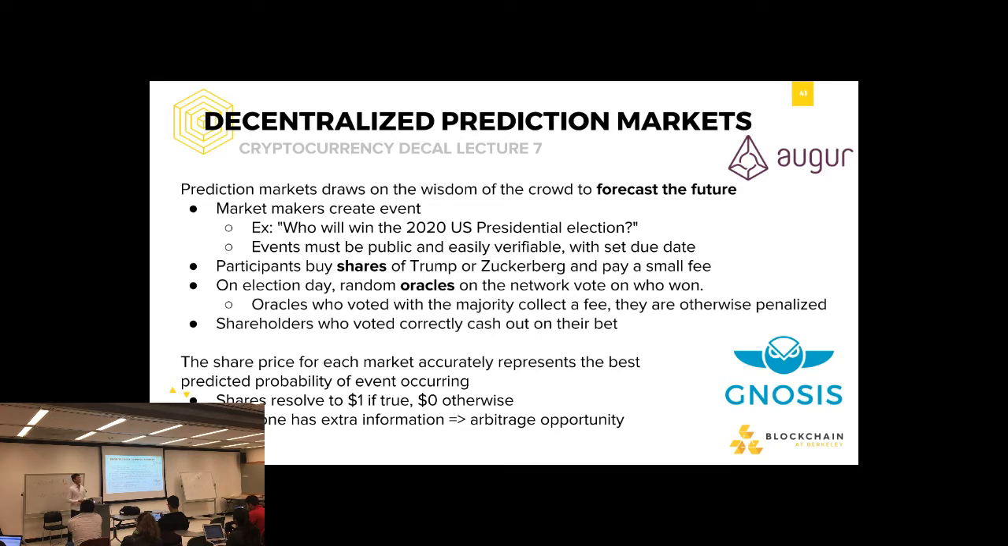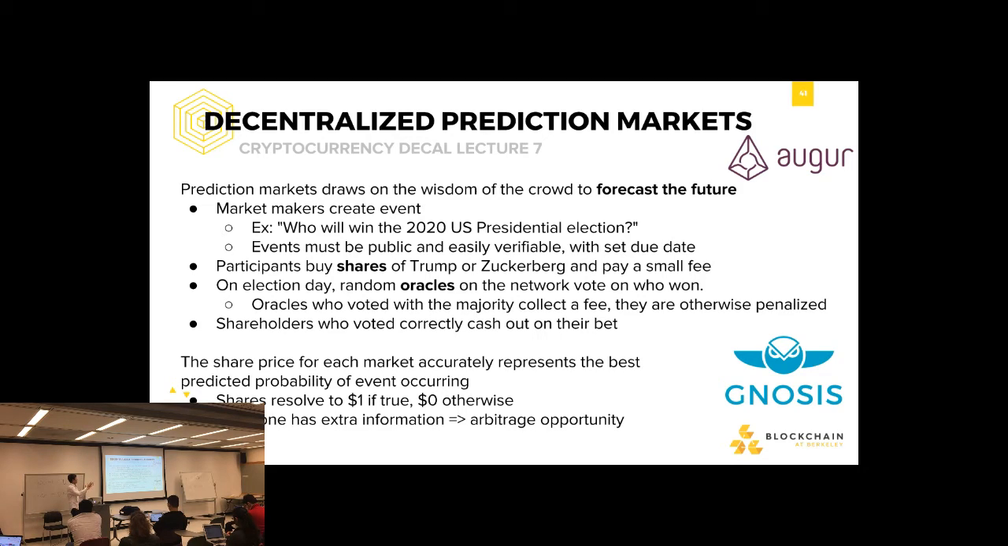Okay, so decentralized prediction markets. This is one use case that the techies tend to really like. So what is a prediction market? It's basically drawing on the wisdom of the crowd to try to forecast the future. It's been shown that prediction markets usually do better than pundits and experts, because when you spread out through the crowd, there's usually some people in that crowd who have additional information about this event, and by allowing them to make money off of that, you get a more accurate forecast.